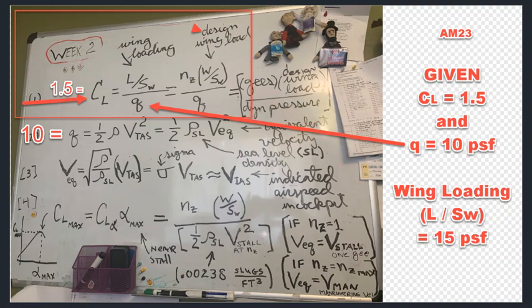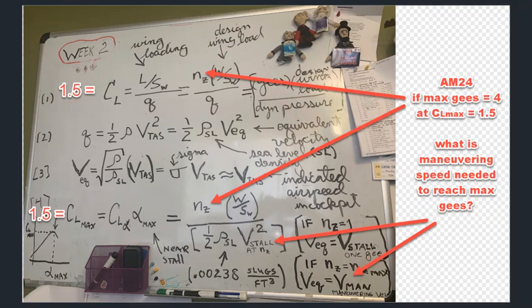The next problem, 24, is if the max G's are 4, what happens to maneuver speed? So if your maximum G's are 4, your C sub L max is still going to be the same. It's always going to be 1.5 at stall, because you're always going to be at the tip of that curve, but you'll be there at different velocities.